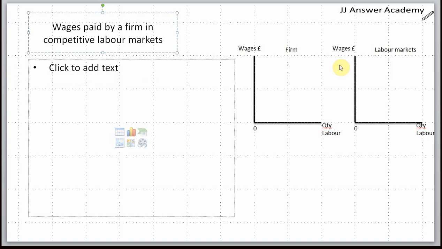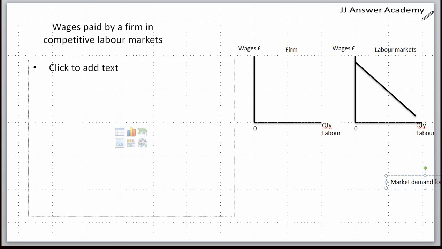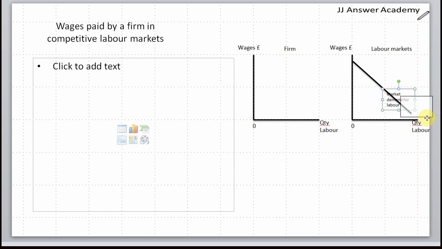Right. So on the right hand, let me just label these diagrams. In the labor markets, we've got the demand curve for labor, which is the horizontal addition of all demand from every firm. So, the market demand for labor, okay. And we have the market supply for labor.